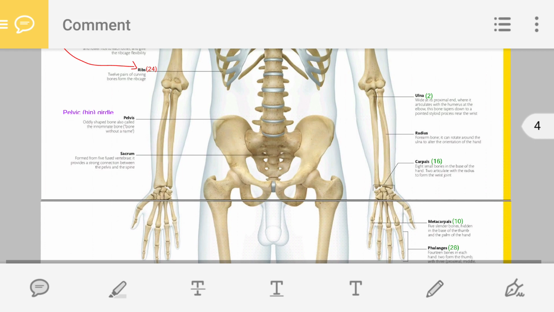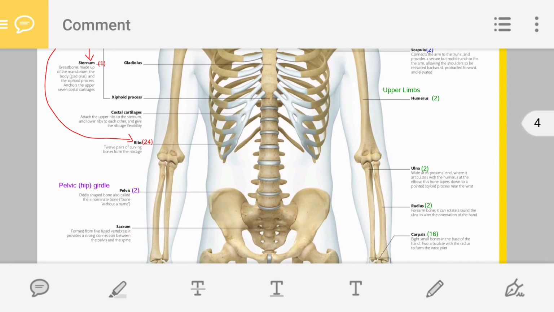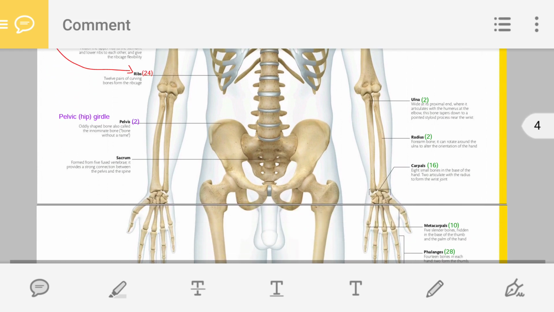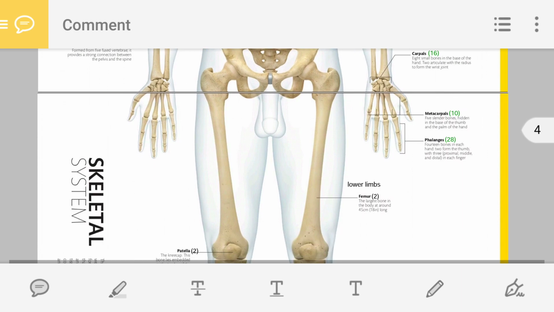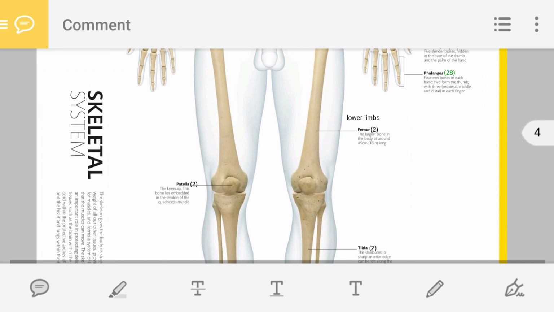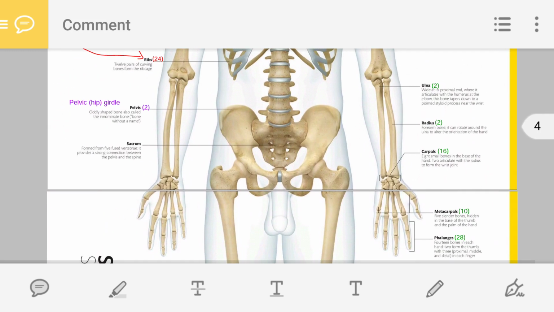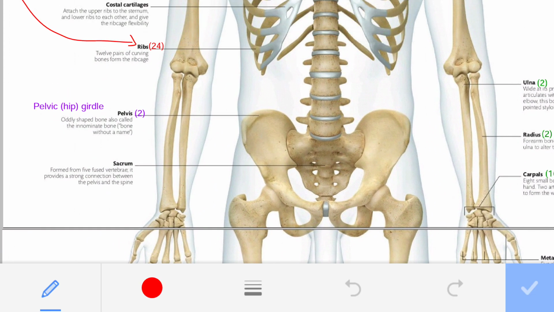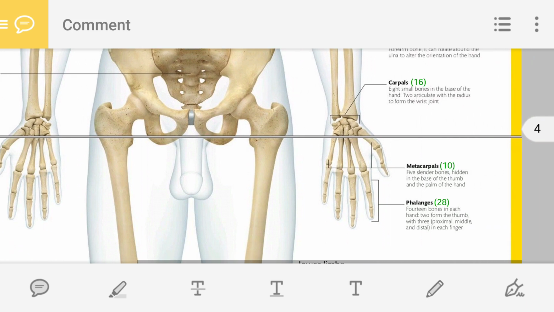So now you get the idea how many bones are there in the upper limbs. Humerus 2, ulna 2, radius 2, carpals 16, metacarpals 10, phalanges 28. And in the pelvic girdle, here there is one bone, here there is one bone, so 1 plus 1. So in the pelvic girdle we can say 2 bones are present.